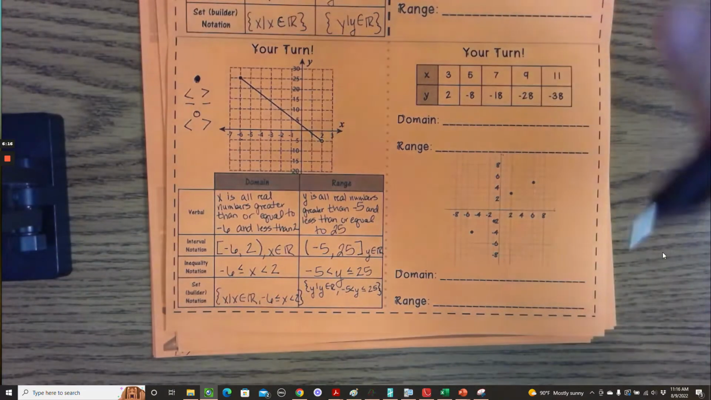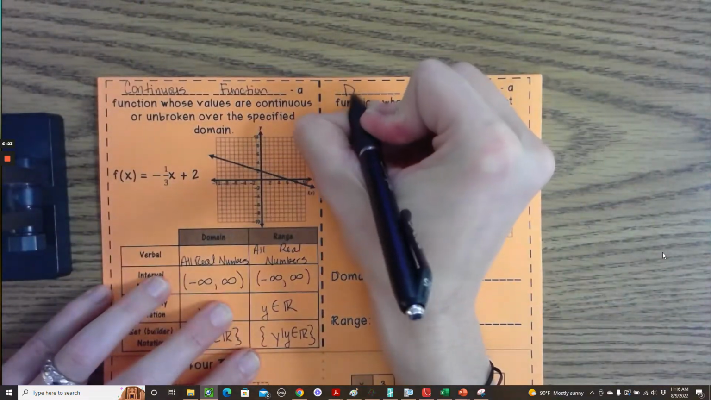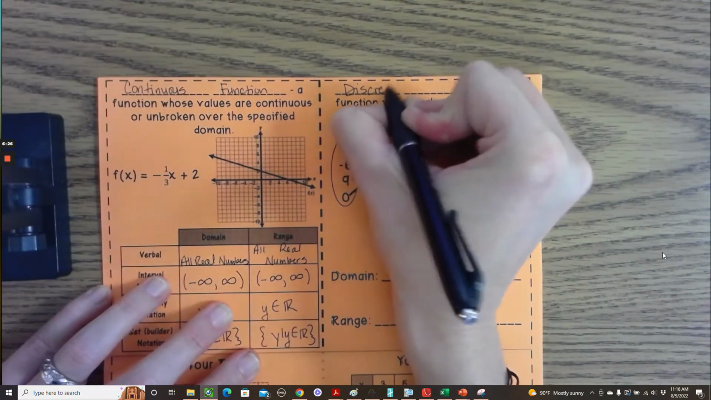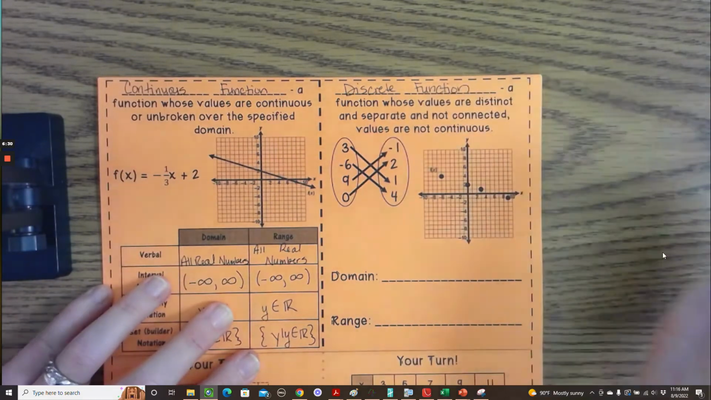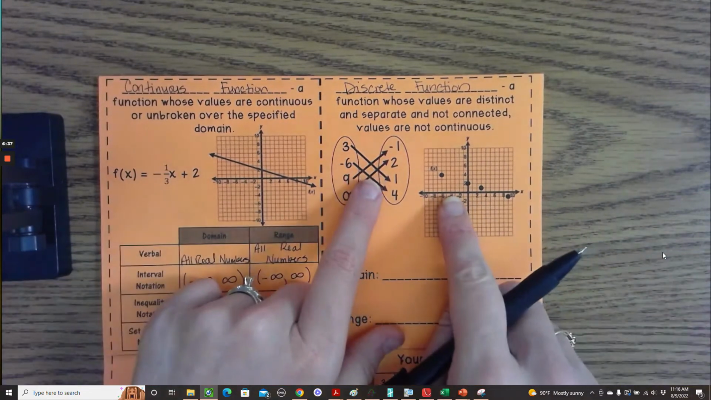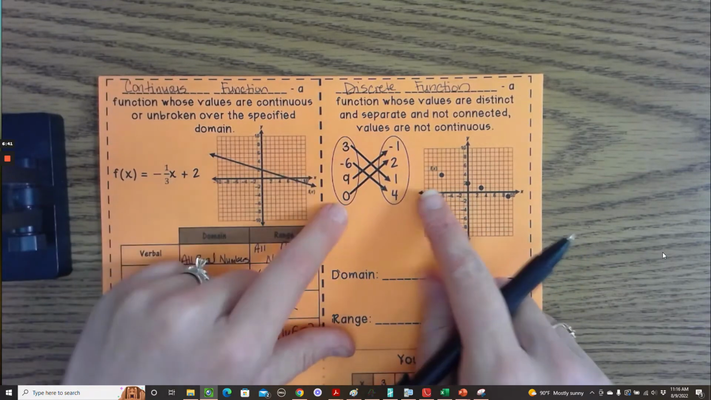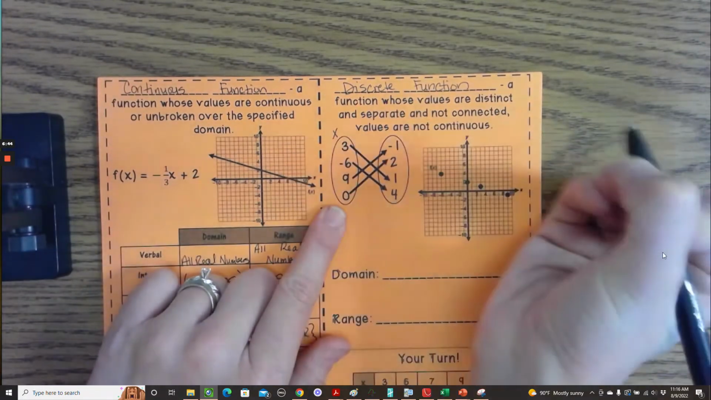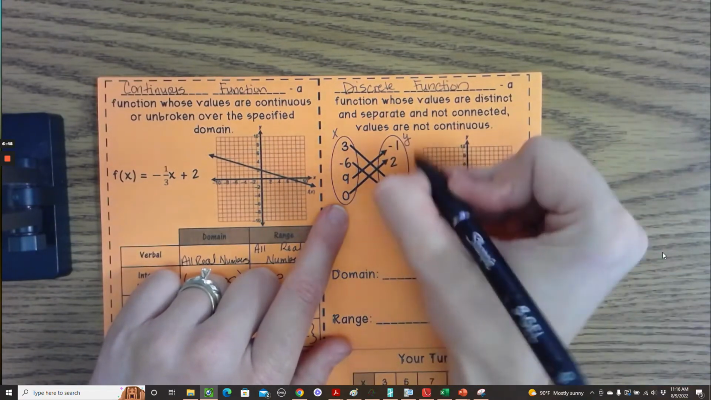Okay, so looking at now discrete functions. A discrete function is a function whose values are distinct and separate. They're not connected values and they're not continuous. So both of these, this mapping and this graph, represent the same thing. So our domain. On a mapping, typically your domain, your x, is on the left and your y, or your output, is on the right.